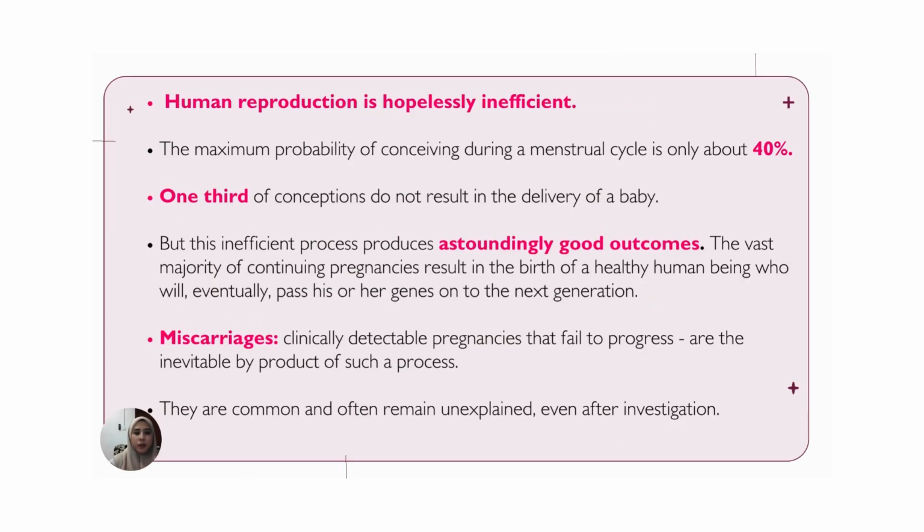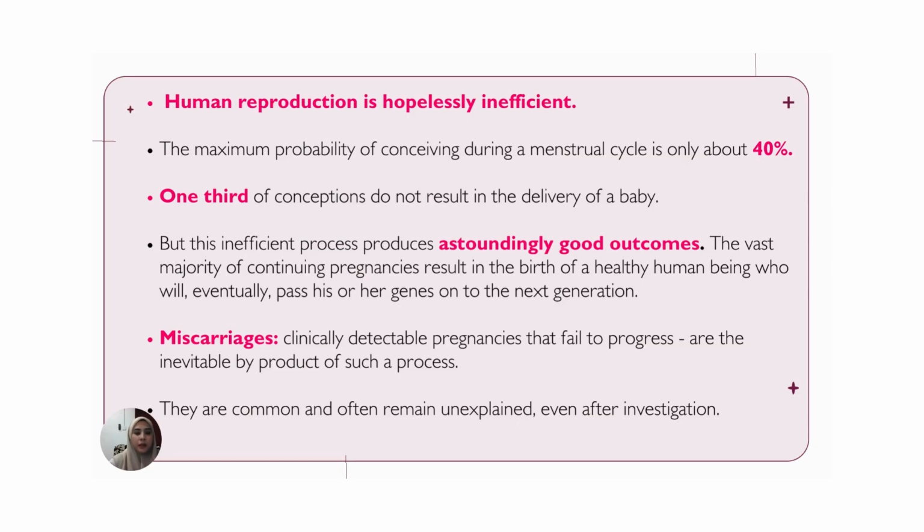As an introduction, human reproduction is hopelessly inefficient. The maximum probability of conceiving during a menstrual cycle is only about 40%. One third of conceptions do not result in the delivery of a baby. But this inefficient process produces astoundingly good outcomes. The vast majority of continuing pregnancies result in the birth of a healthy human being who will eventually pass his or her genes on to the next generation.